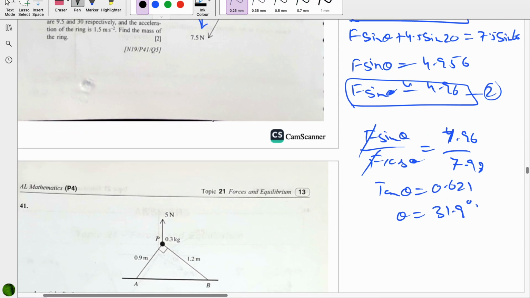So when you get theta, we solve for the force using any of the equations. So F sine 31.9 is equal to 4.96, force is equal to 4.96 divided by sine 31.9, which leaves a force of 9.386.